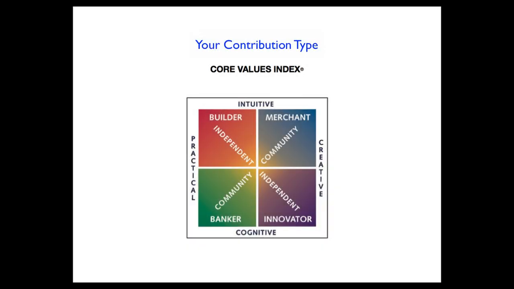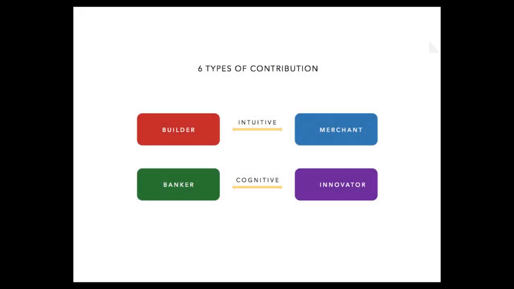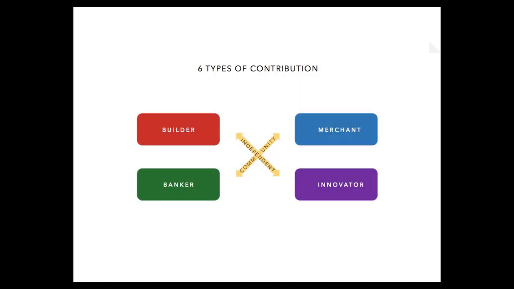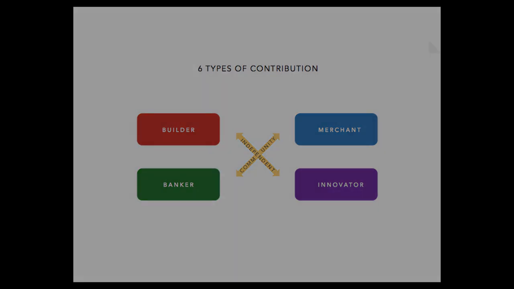Our two most prominent core values types tend to work in close conjunction with each other. Since there are 4 basic core values types, there are 6 possible combinations of pairs of the core values types. These are the builder-merchant or merchant-builder, depending on which of the 2 core value sets is most prominent, the banker-innovator, the merchant-innovator, the banker-builder, the builder-innovator, and the merchant-banker. Each of these pairs of core value sets enables a specific type of contribution in an organization or social context.